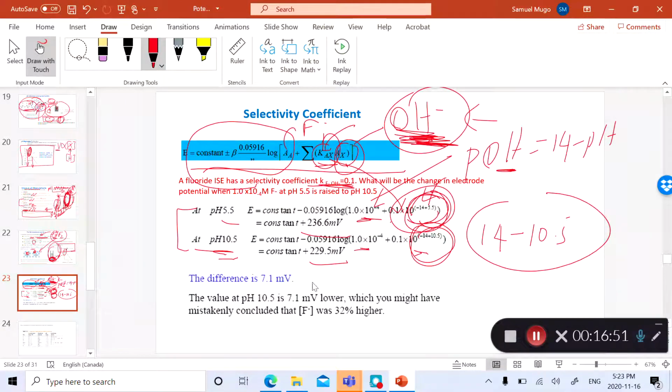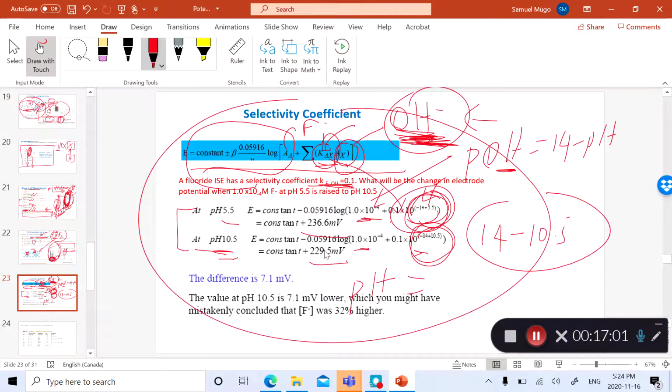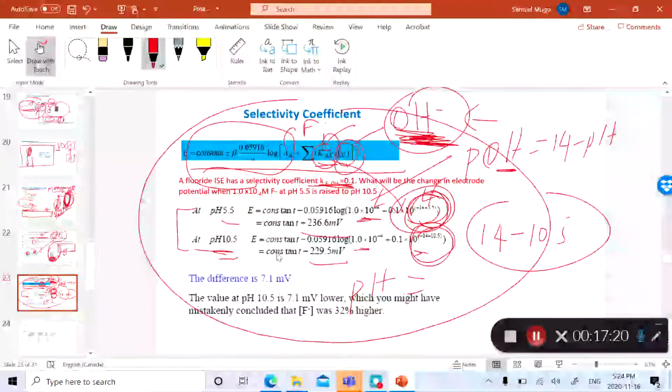So this one is very important then to know why you really need to have the pH of the solution constant in this case. So anytime you're using an ion selective electrode like fluoride, often you would use a buffer so that you don't have changes in pH, because as you can see, changes in pH cause problems in terms of change in voltages or readings in general.